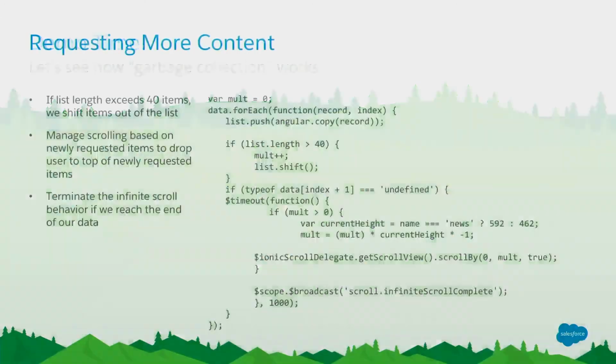So with our poor man's garbage collection, we're able to handle only 40 items in a given feed and shift that content out. Whenever the application loads, we're always retrieving the newest content and always keeping 40 items in every single feed.